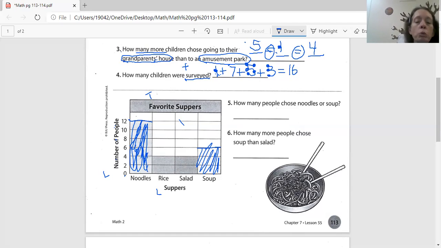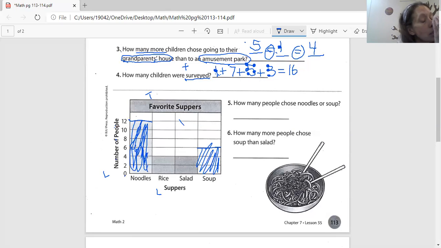But what if my favorite was pizza? Does it count? Because in this survey, they didn't give us pizza as a choice. They only gave us these 4 choices to choose from, okay? And that makes sense because if we had all these different things and everybody had a different choice, our graph would be huge. So instead of doing all of them, we limit the choices. And they've limited it to 4 choices. You can choose noodles, rice, salad, or soup.